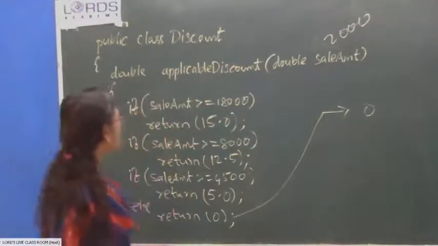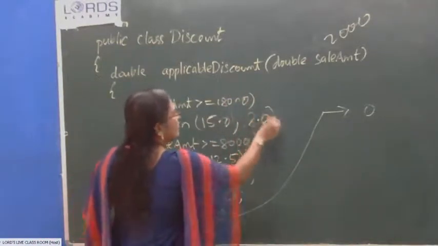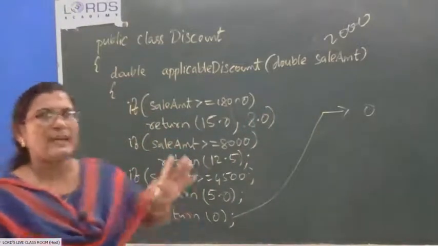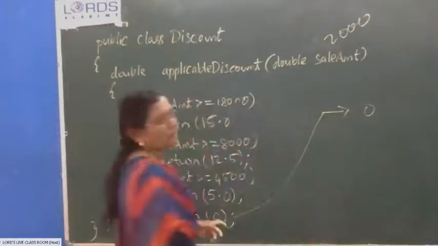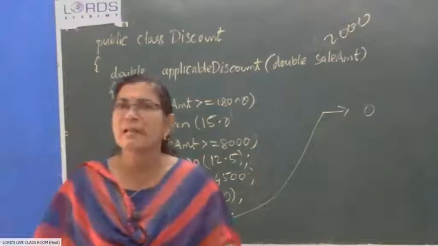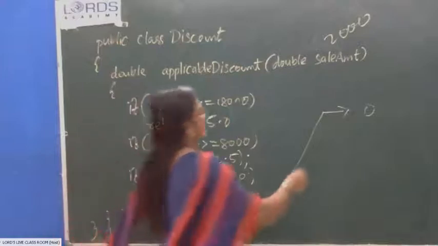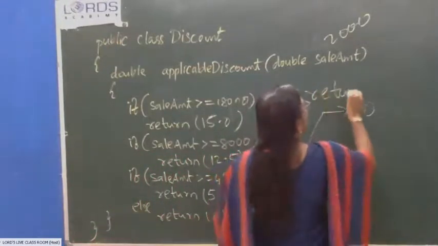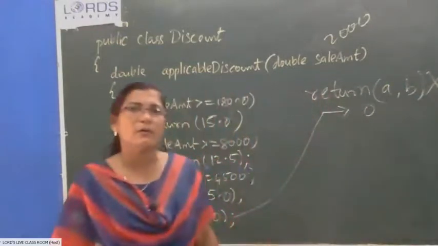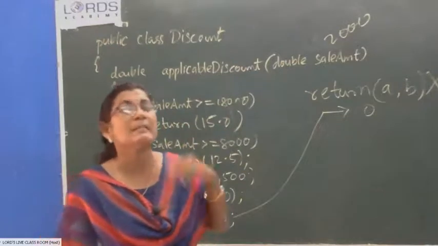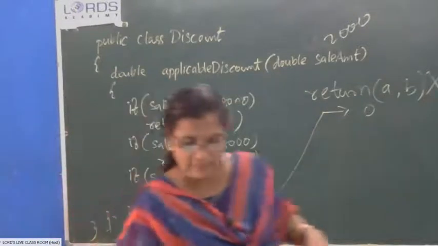You cannot give two values, 15.0 comma 8.0; like this, two values cannot be given. More than one value cannot be returned by using the return statement. When you return primitive values, more than one primitive value cannot be returned by using the return command. Return A comma B is not possible. It is wrong. Return A or return B. Only one value will be returned to the called method. Okay. So this is about the return command.